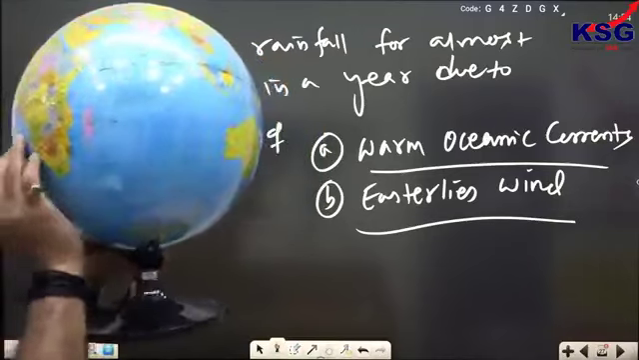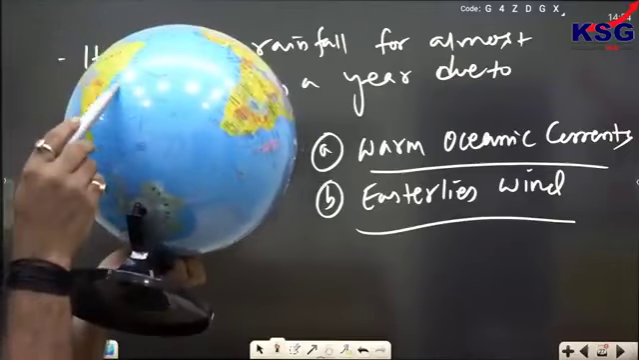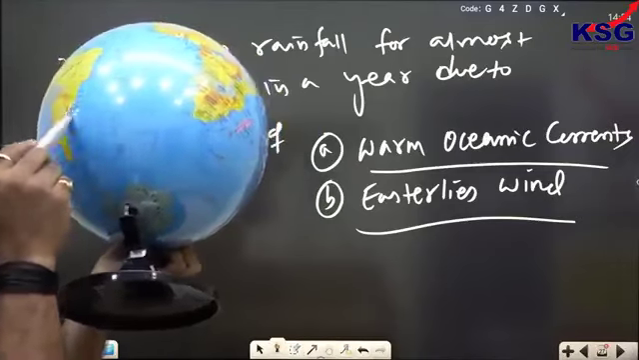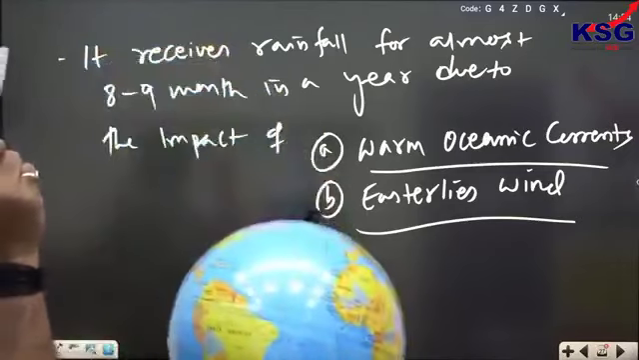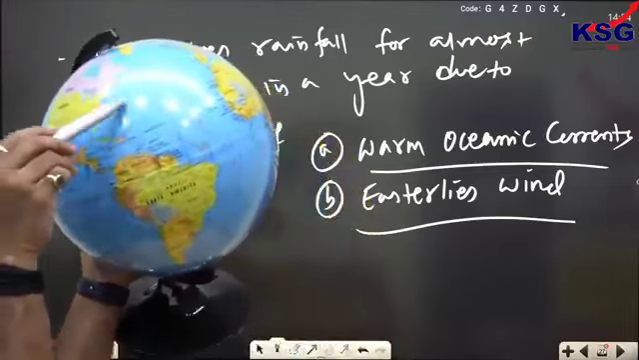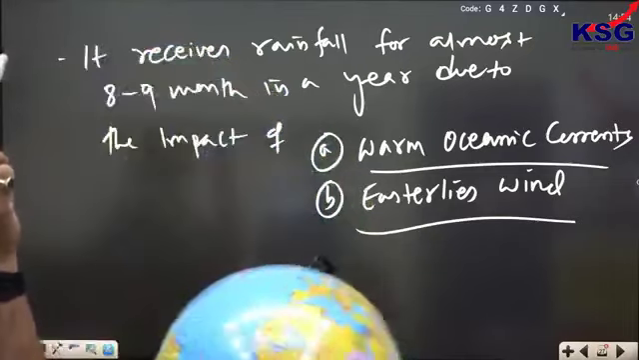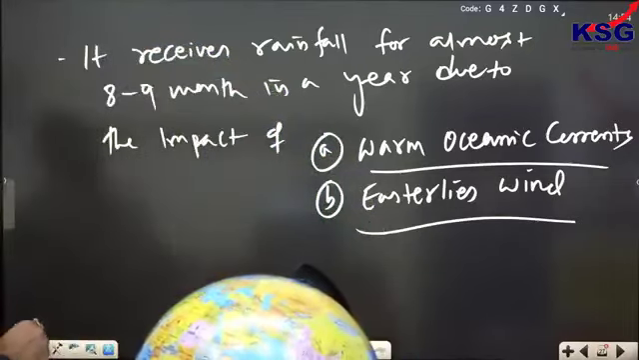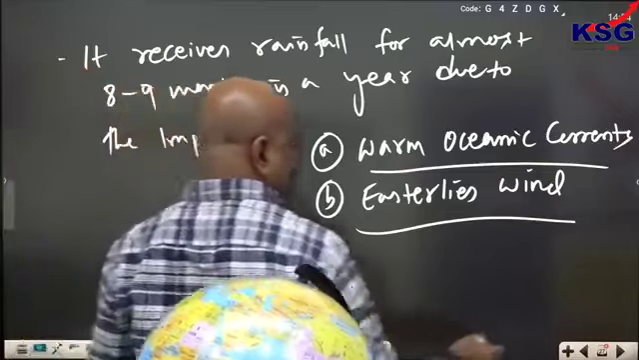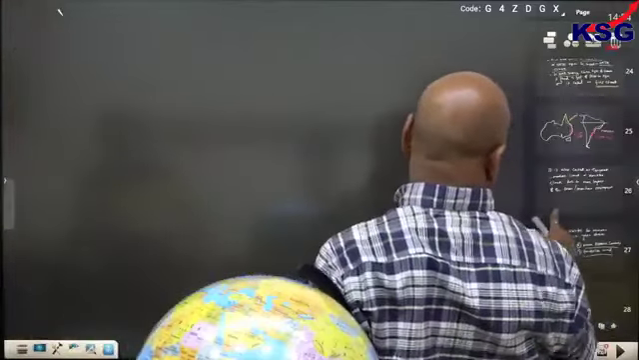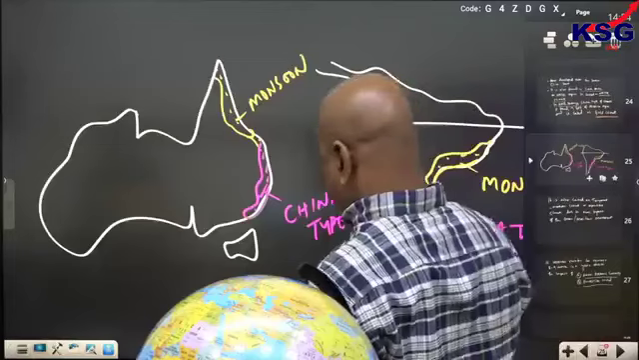Here you have the Brazil current, so that is a warm current. Here there is the Gulf Stream, Gulf of Mexico and Gulf Stream. So they are influencing a lot. Let me draw this and let you know. Particularly, let us look at this first.